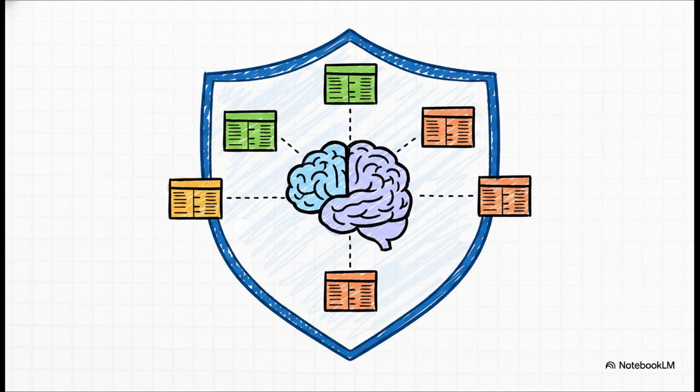Now, the automated approach taken by platforms like Monte Carlo, that's really designed for scale. Instead of you writing every rule by hand, it uses machine learning to automatically figure out the normal baseline for freshness, volume, and distribution for every single table. The whole goal is to cut down on manual work and give you a safety net across your entire data estate.